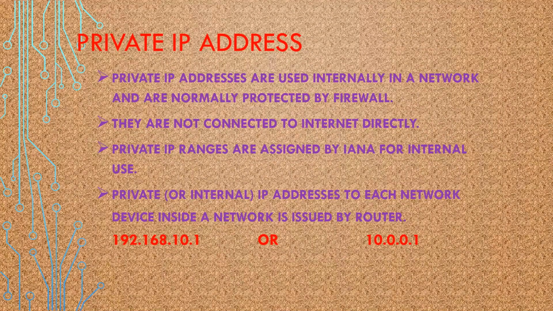Private ranges are assigned by IANA for internal use within a network, and I think we have talked about IANA. A private, or internal, IP address is issued to each network device inside a network by your router. For example, your router has an IP address that is provided to your device. This is a default IP address provided by most routers, and it is also a private IP address.